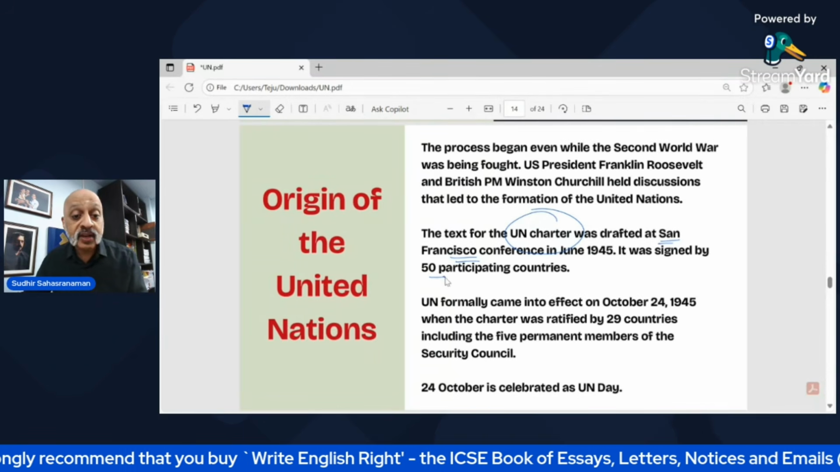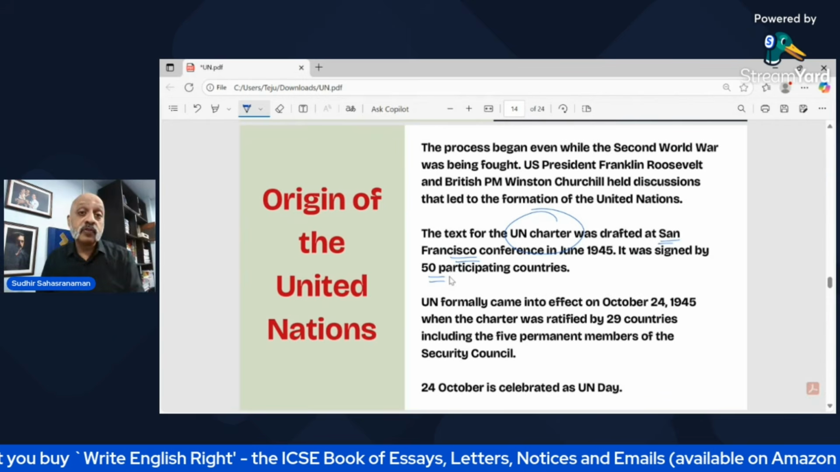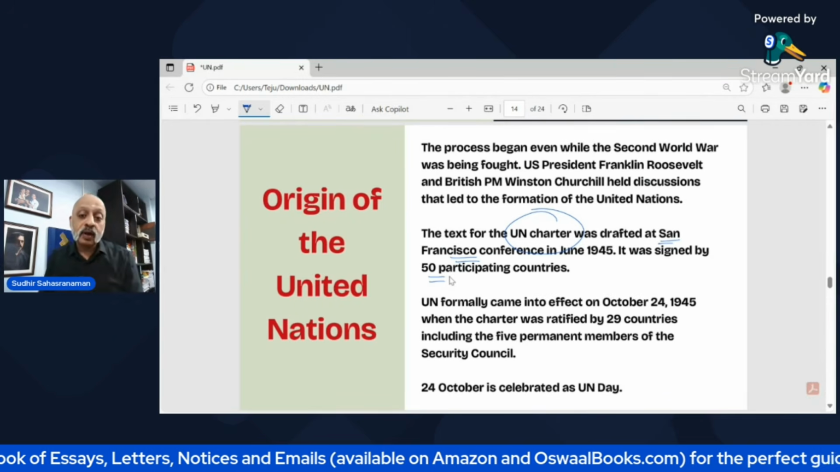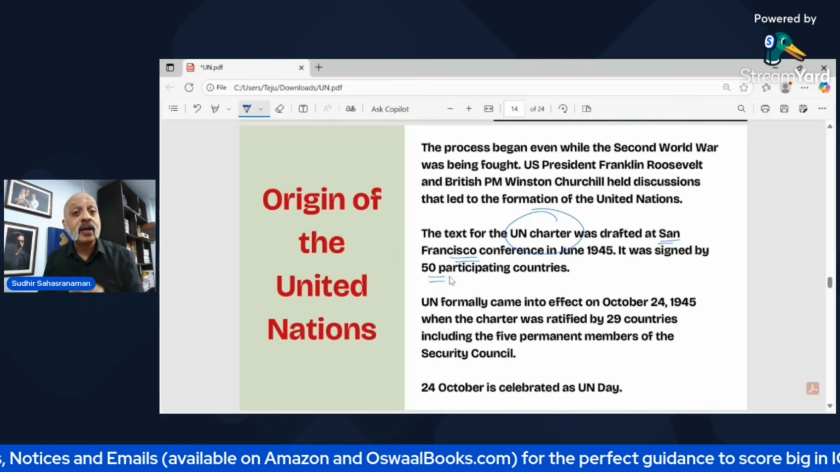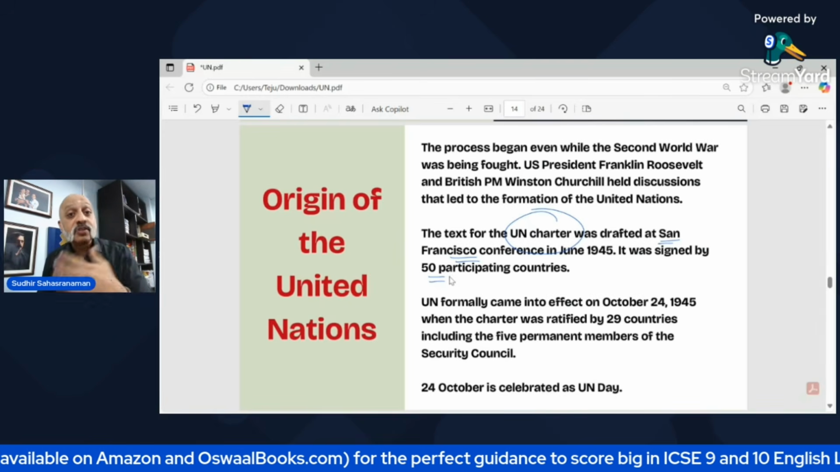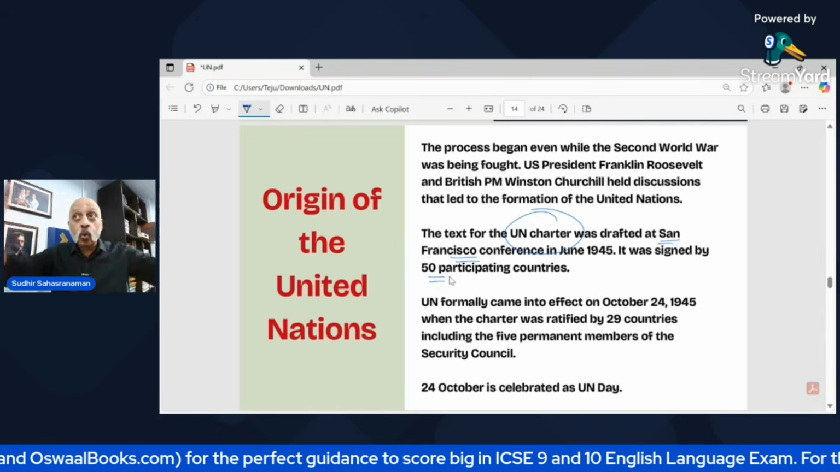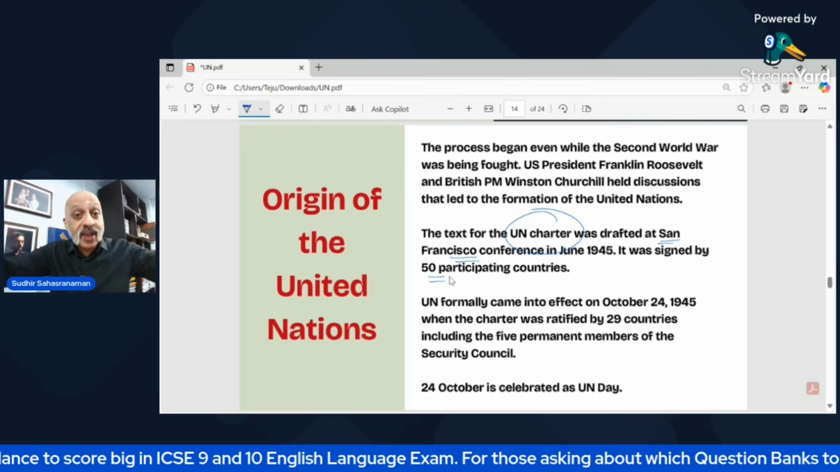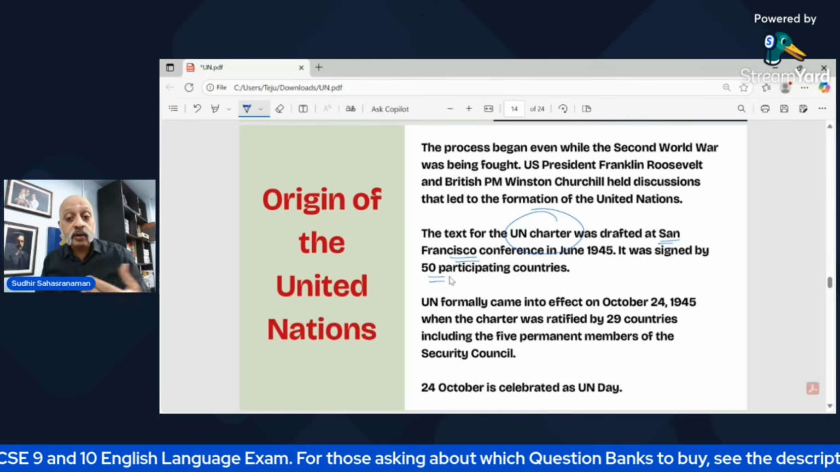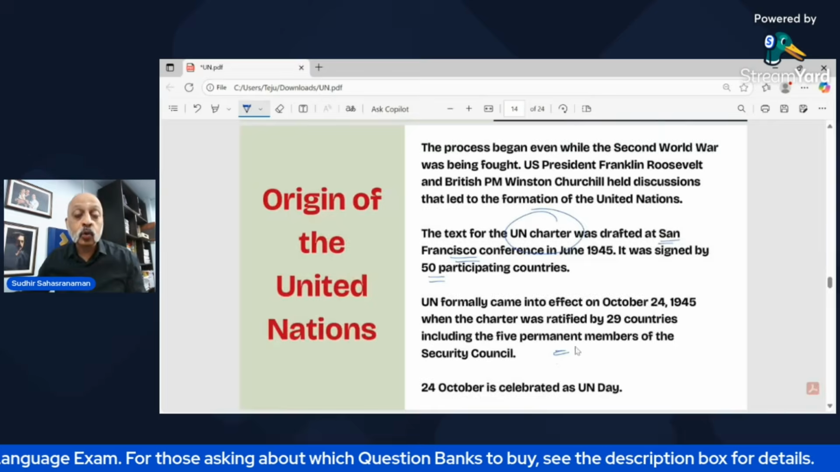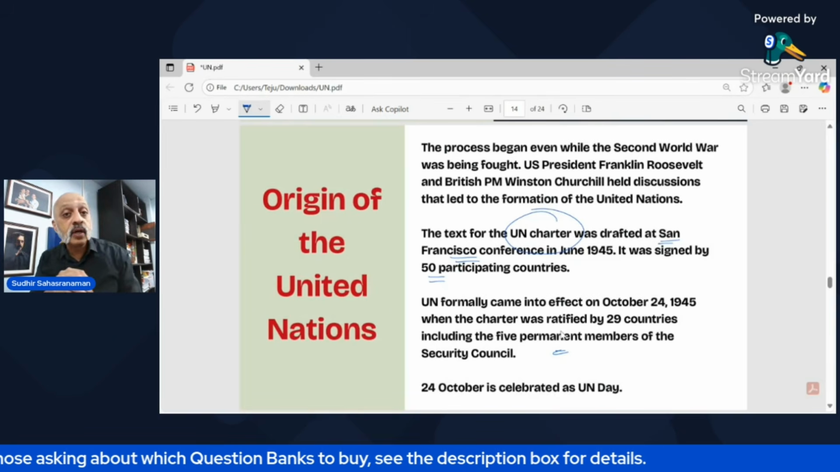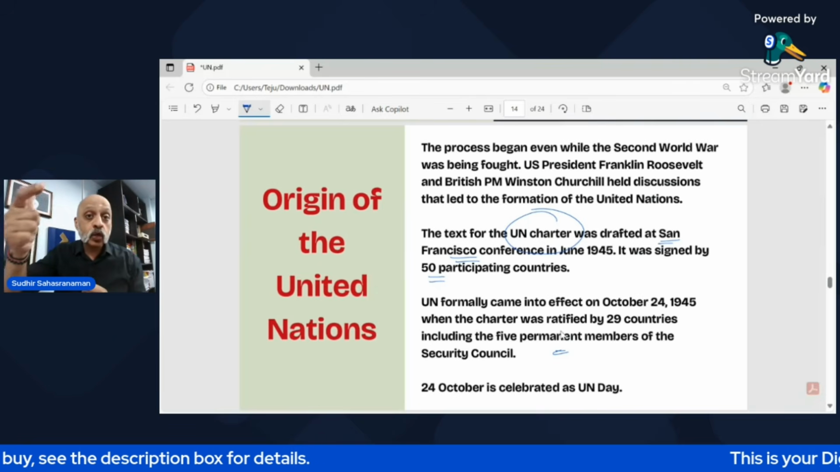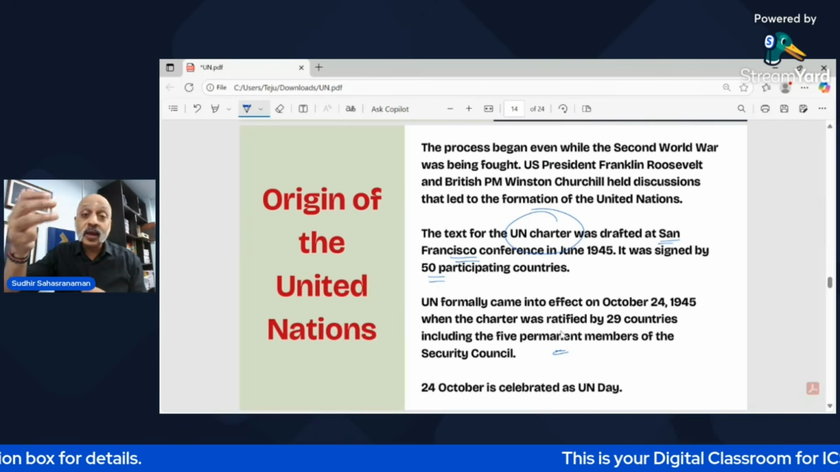It was signed by 50 countries that participated in that conference in San Francisco. The UN effectively and formally came into effect on the 24th of October, and that is marked as United Nations Day. The charter was ratified, which means 29 countries said that, okay, this is the charter, the objectives, the functions, the powers of the United Nations that we accept, and that would be the rule going forward. That included the 5 permanent members of the Security Council, the 5 permanent members who have the veto power: USA, USSR, China, UK, and France.